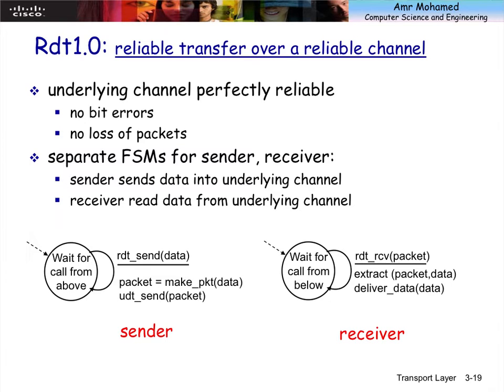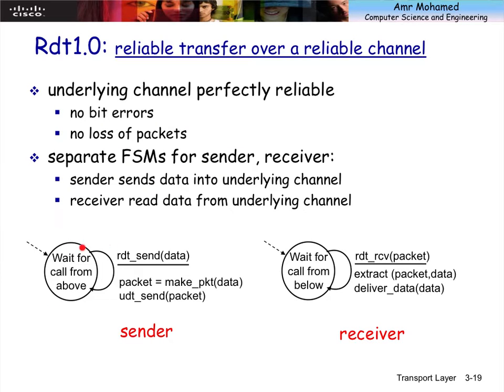If the underlying channel is perfectly reliable, then really I don't need to do anything. I don't need to provide anything. I don't need to have acknowledgement. I don't need to have anything. When I receive the RDT send, all I need to do is just create the data, just add the header. And here the header is a source port, destination port. That's what I need to do. That's it. And then UDT send, that's it.